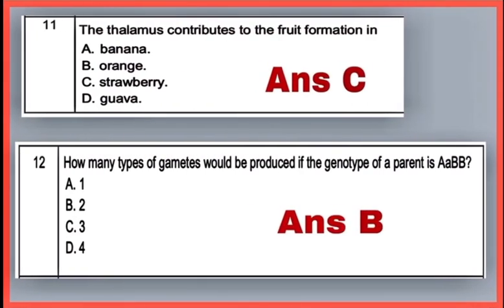Question number 11. The thalamus contributes to the fruit formation in option C, strawberry. 12th question. How many types of gametes would be produced if the genotype of the parent is capital A, small a, capital B, capital B? Here heterozygous condition is in 1 gene, so types of gametes formed will be 2. It is double the number of heterozygous condition. Option B is correct.